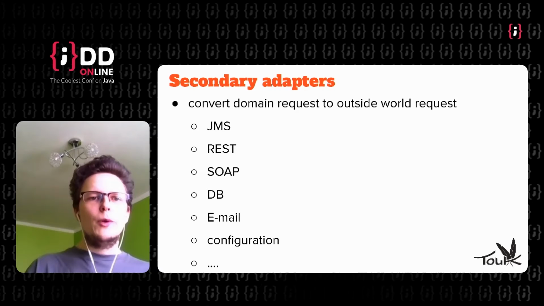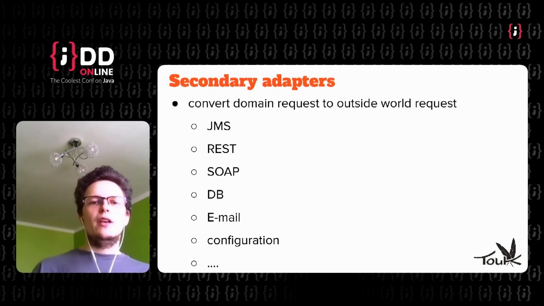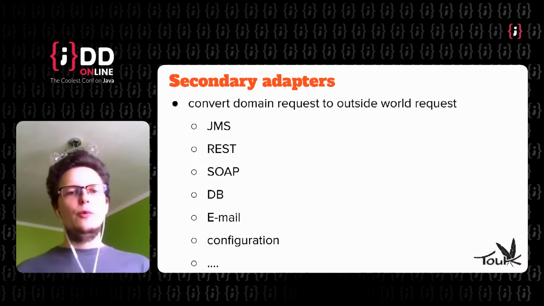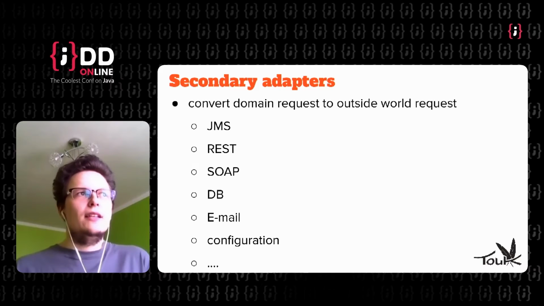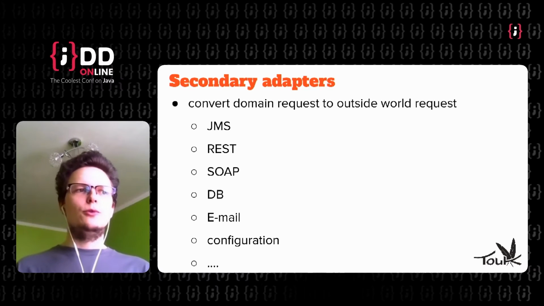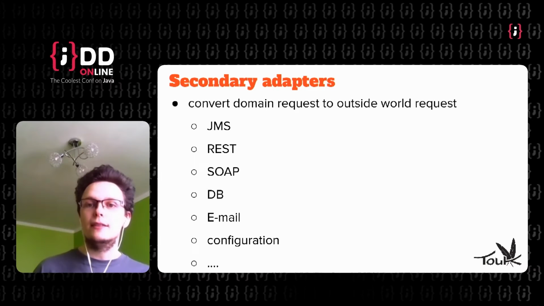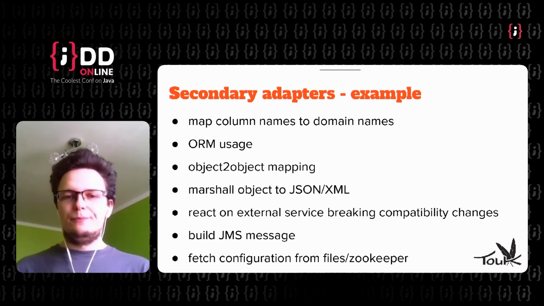Let's move forward. Secondary adapters are converting domain requests to the external world. So, for example, we receive the information that the domain wants to send an event, and we could use the JMS adapter, which knows how JMS works or how AMQP works, to send such an event to a specific broker or something like that. And there are a lot of examples of such adapters in real life.